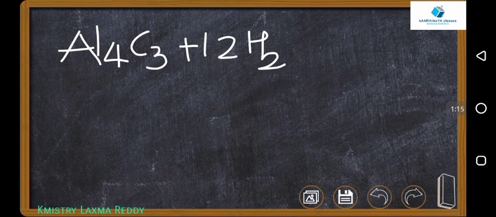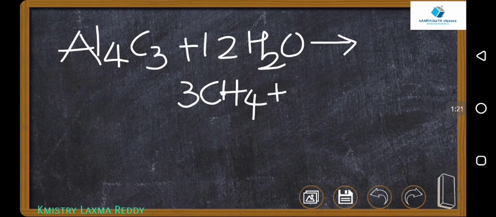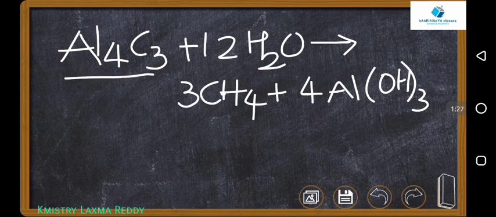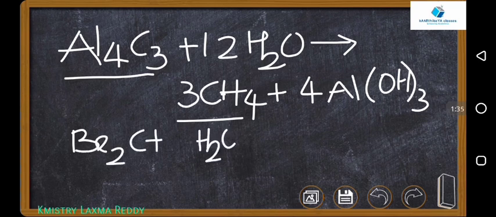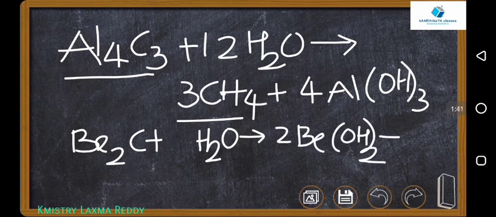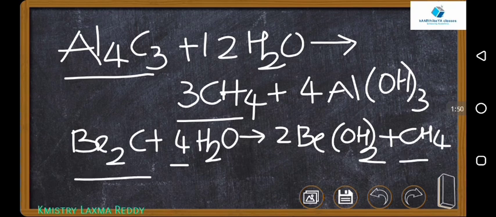The first method of preparation is from aluminium carbide. This is not there in NCERT, but you will get it in carbides. So interesting: Al4C3 plus 12H2O gives 3CH4 plus 4 aluminium hydroxide. Aluminium carbide gives you methane. Beryllium carbide, Be2C plus water, gives you beryllium hydroxide plus methane, with water balanced for balancing purposes. So beryllium carbide gives you methane.